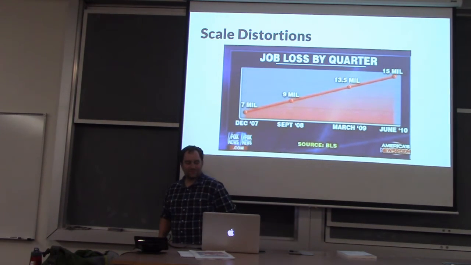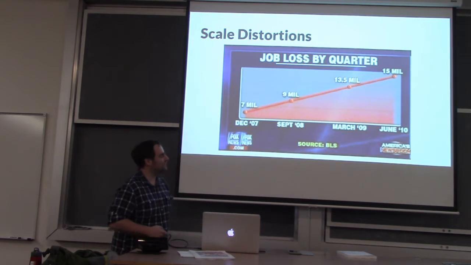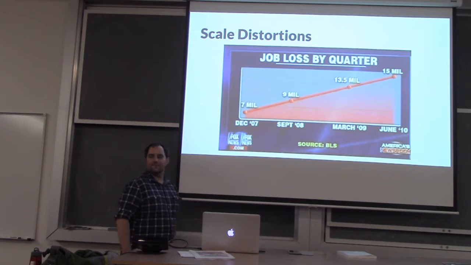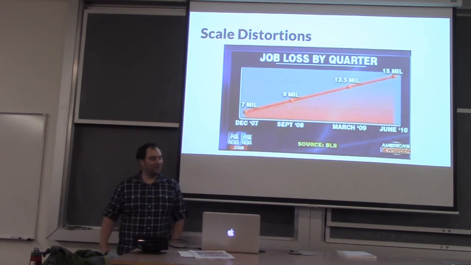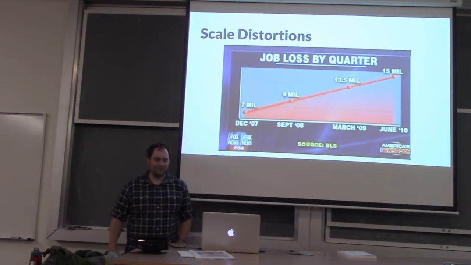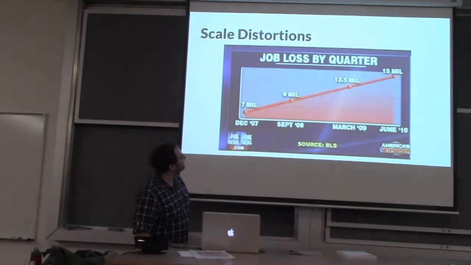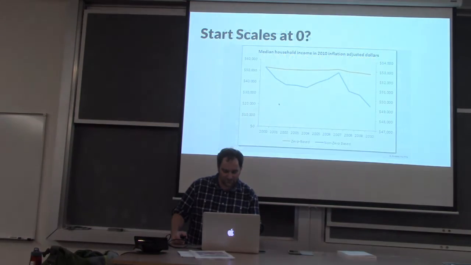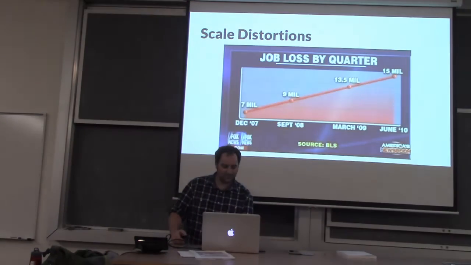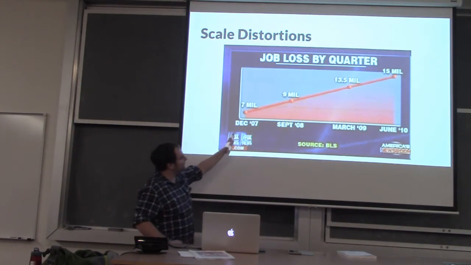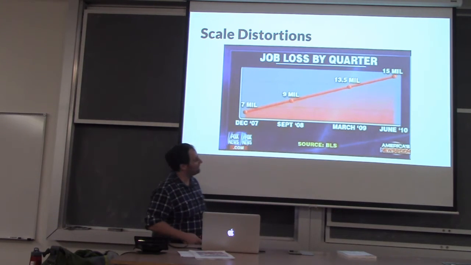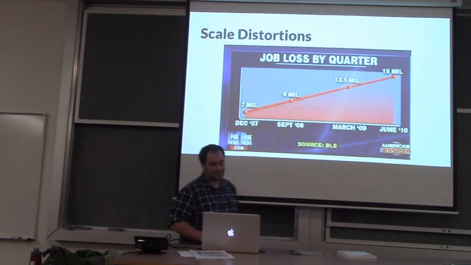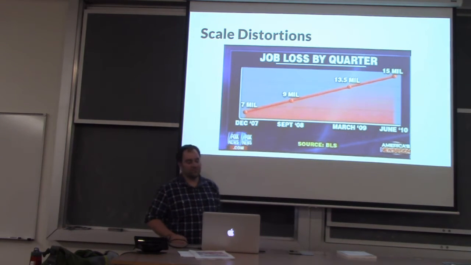Here we have an interesting scale distortion. So if you look at this chart, what's wrong with this chart? Yeah, so it's essentially job loss by quarter. If you look at the spacing between the times, it isn't uniform. So it's simply not a fair depiction of this scale.